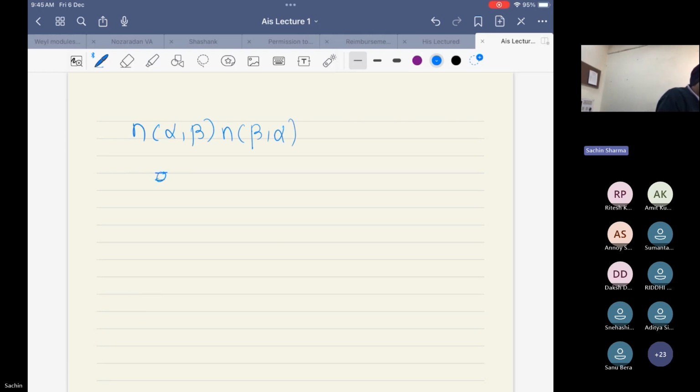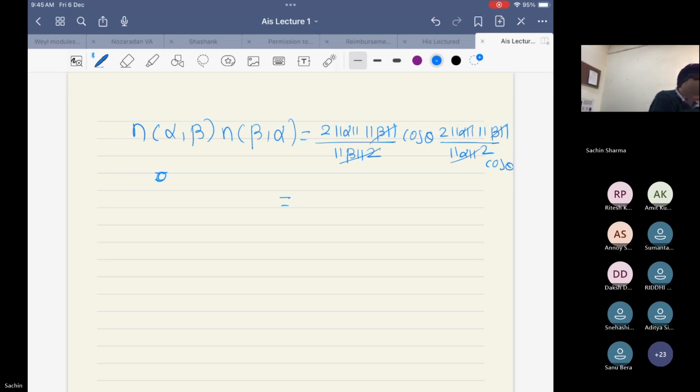Can one tell me what this product is equal to? This is twice norm of alpha, norm of beta divided by norm of beta squared, times cos theta. Again, twice norm of alpha, norm of beta divided by norm of alpha squared, times cos theta. So this is just nothing but 4 cos squared theta, which belongs to Z. Okay. Now, can one tell me what are the possible values this product can take?